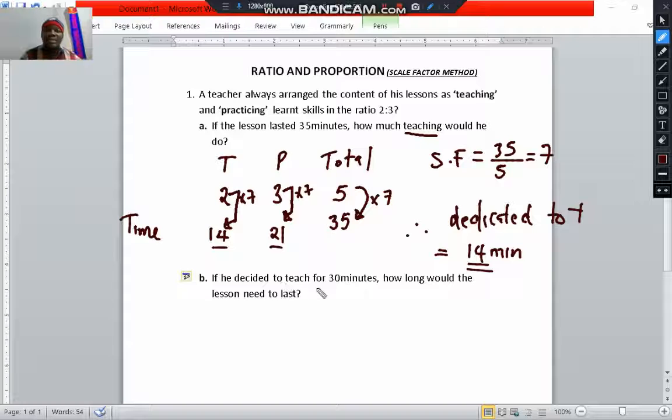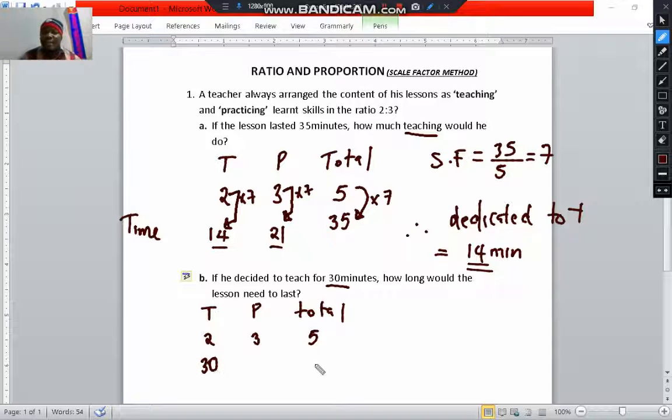So let's look at B now. If he decided to teach for 30 minutes, how long would the lesson need to last? So now this question changes, but we still need to keep our method here. We're going to say T, P, and then the total. All right. So the ratio for teaching is 2. The ratio for practicing is 3, and the total of everything is 5. But now this question says if he decided to teach for 30 minutes, so that 30 goes under the column for teaching, which is here.